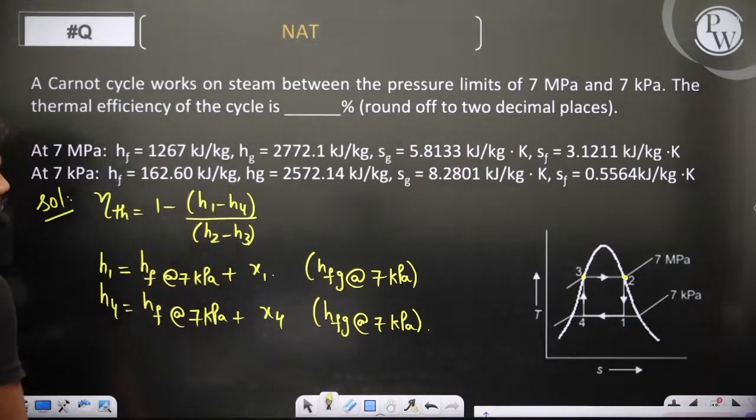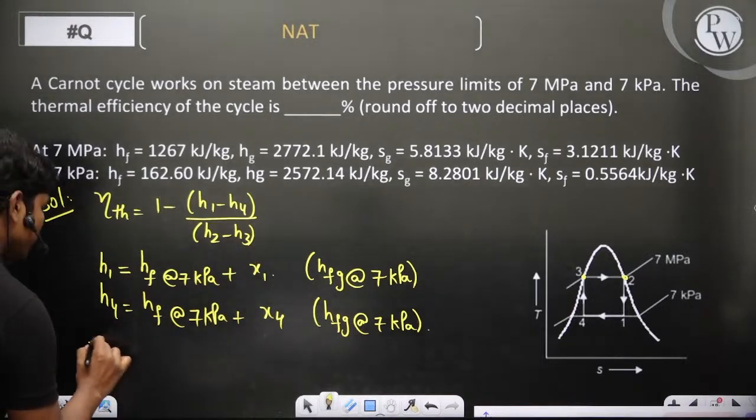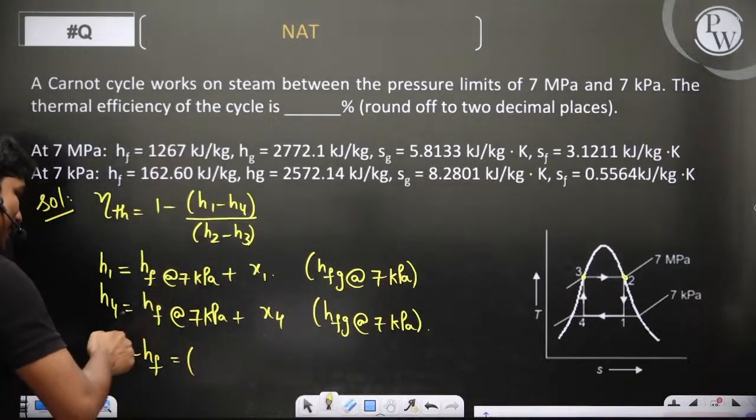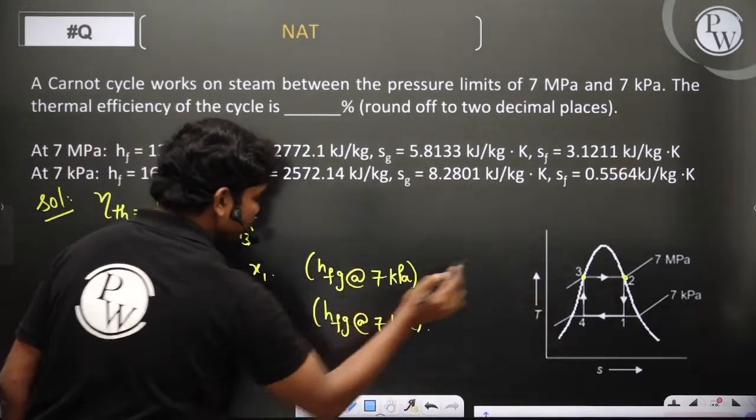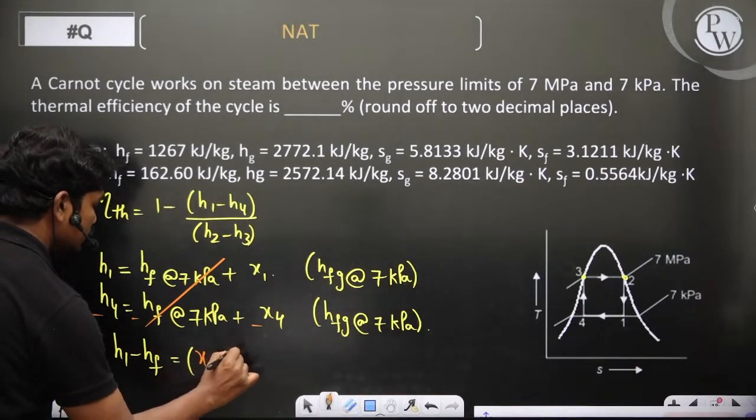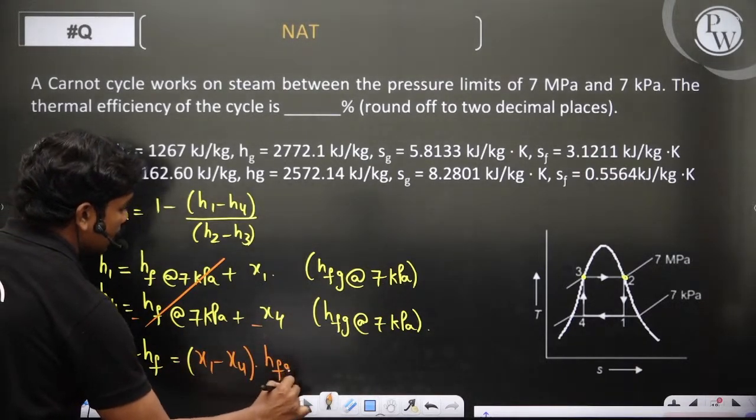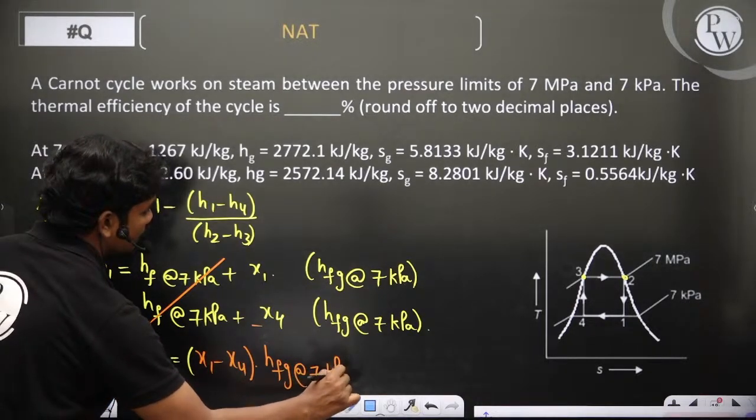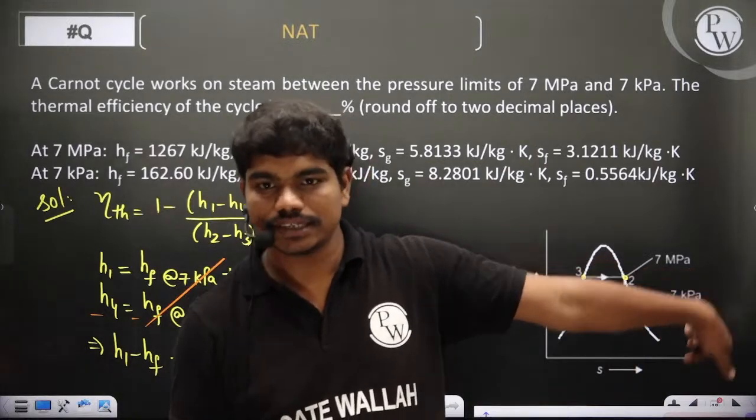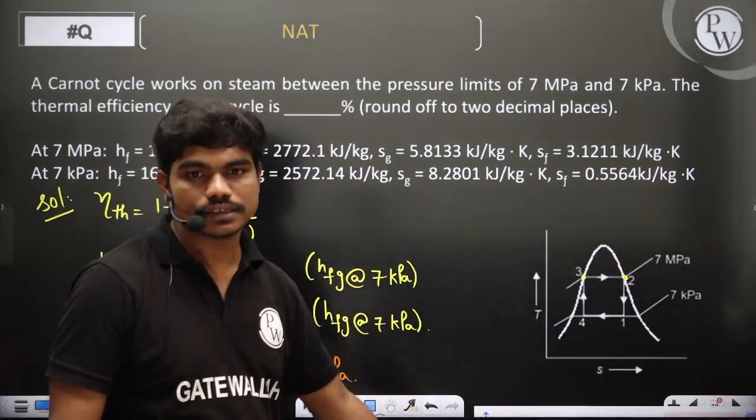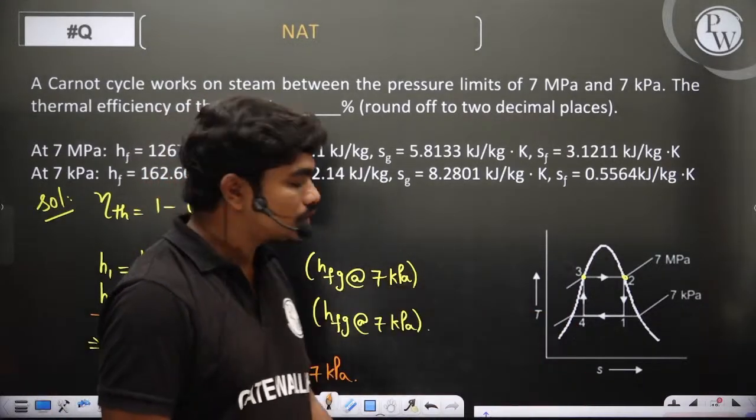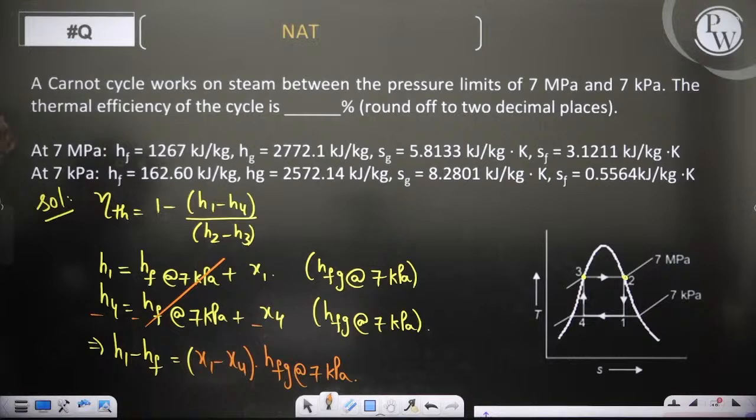Now if you want H1 minus H4, because 2 and 3 values are known anyhow, this implies H1 minus H4 is equal to, if you do a subtraction, these two terms get cancelled out. X1 minus X4 times Hfg at 7 kilopascals. Okay, I hope you know how to write this. If there is some point in this region, Hf plus X into Hfg, I think in basic thermodynamics you might have seen. You all know how it happens, correct? Just apply the TdS equation along constant pressure, you will get it. So now we have x1 minus x4 into Hfg at 7 kilopascals.